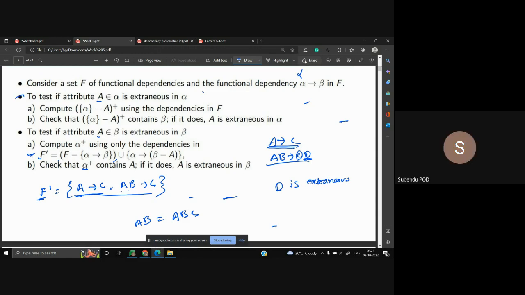This is also simple. Suppose how to find F dash. Suppose you want to find whether C is an extraneous attribute or not. What do we have to write? A determines C, then you have to omit C, so you write AB determines D. Then you have to find the AB closure. If you get C, you can say the AB closure will be ABCD. So we get the beta part CD, then we can say that C is an extraneous attribute.